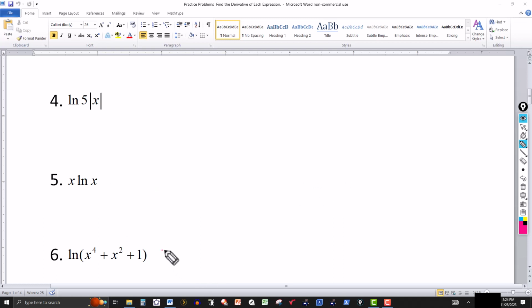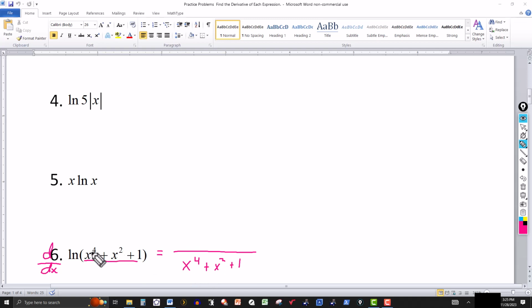Now for number 6, we have the derivative of ln of x to the fourth plus x squared plus 1. So the formula for this tells us that to compute this derivative, whatever this is goes in the denominator. So that's x to the fourth plus x squared plus 1. And in the numerator, you compute the derivative of that expression.